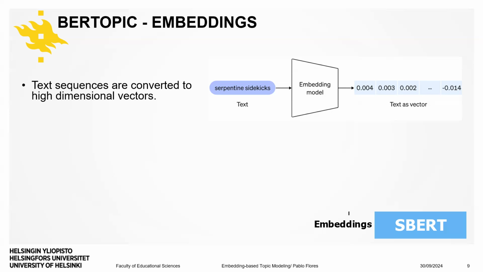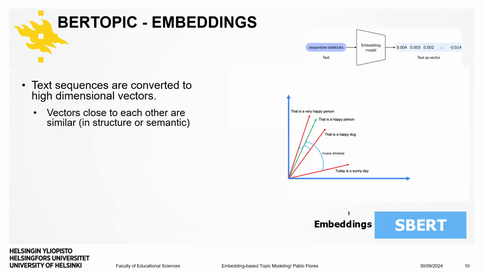But the basic assumption is that vectors or embeddings that are close to each other are similar, either in their structure or in their semantics. Exactly how they're similar or why they're similar, that is ongoing research. This is just what they started observing. They didn't train these models to output embeddings that are similar to each other.